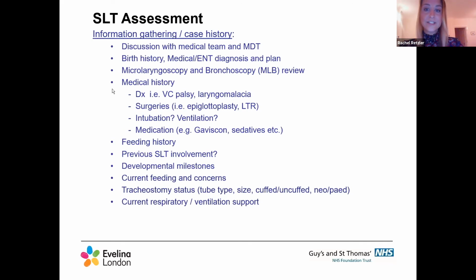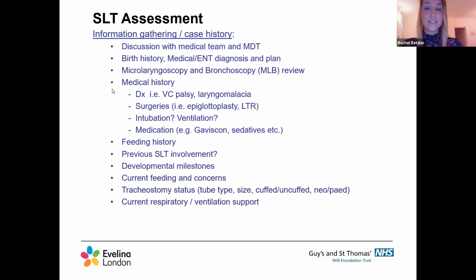What's their feeding history? We're not only looking at their current feeding, but their whole history. You know, how did they feed at birth? How are they feeding currently? Have they had any long periods of no by mouth? Have they had any tube feeding? Looking at their peculiar likes or dislikes.